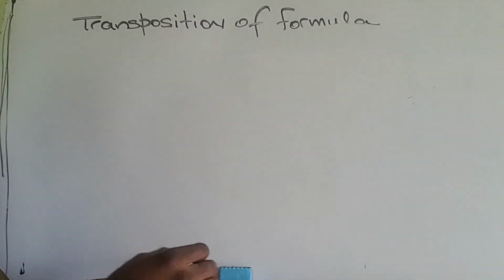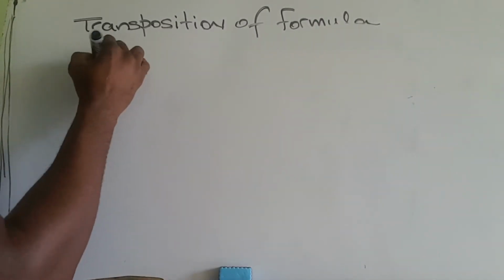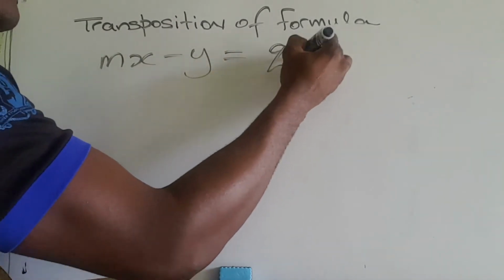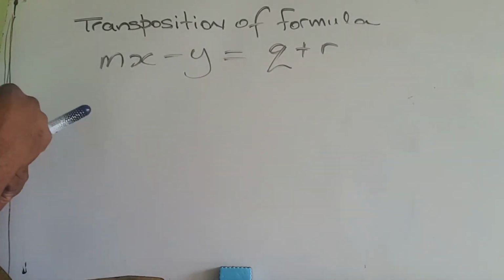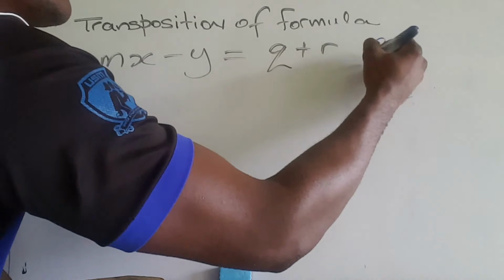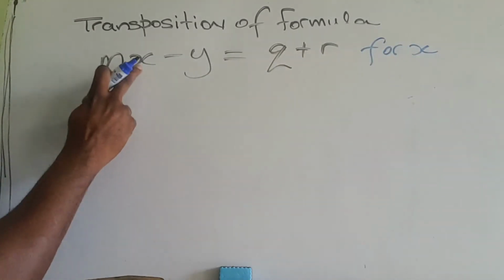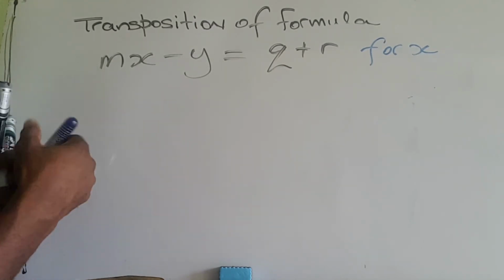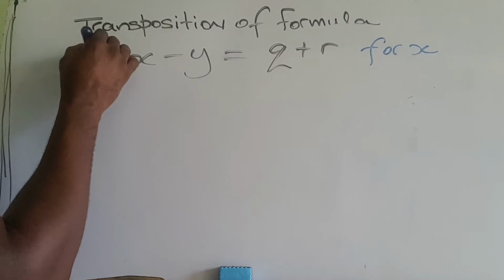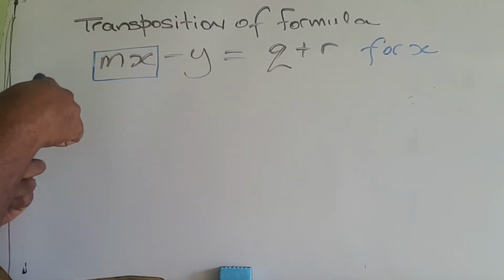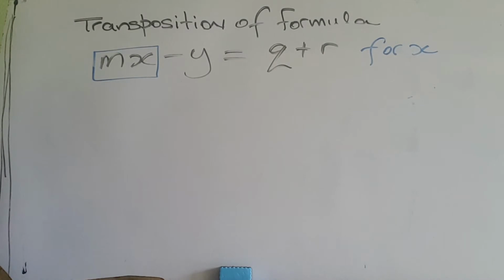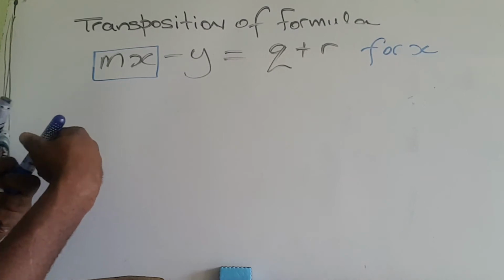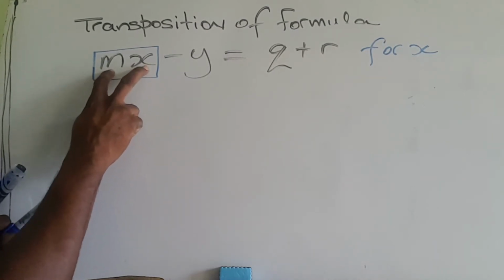What if we have a case where we saw mx minus y equal to, say, q plus r. Now if I look at this and I want to let x be the subject, there are a number of ways we could do this, but some of the simplest ways that we could approach this is to leave the subject and anything directly attached to it for last. So we're not saying that this is the only way it can be done. We're saying that this is the easier way. So we'll isolate these first.